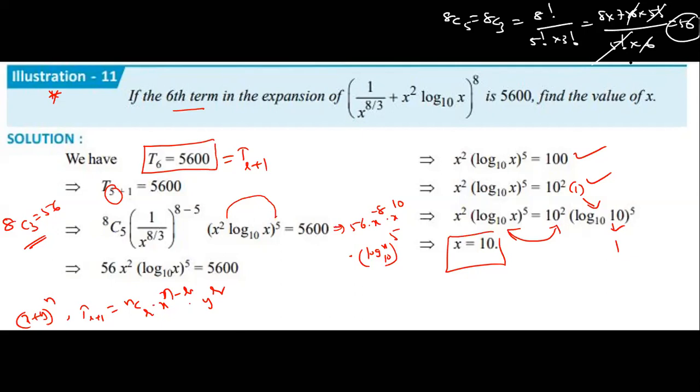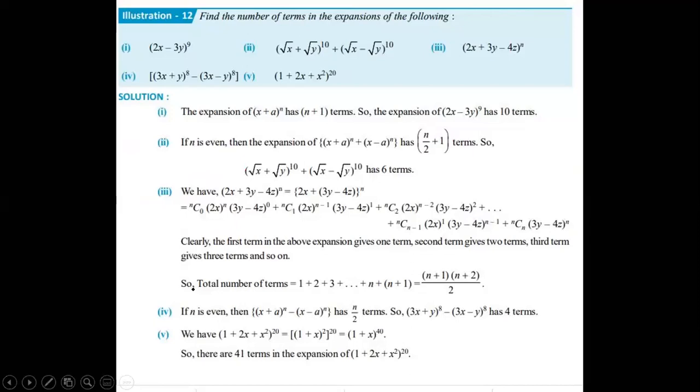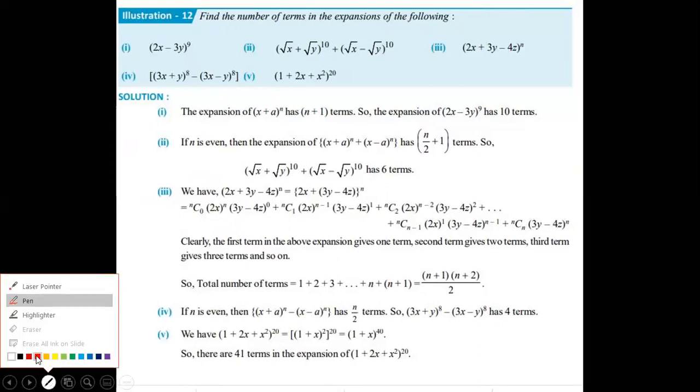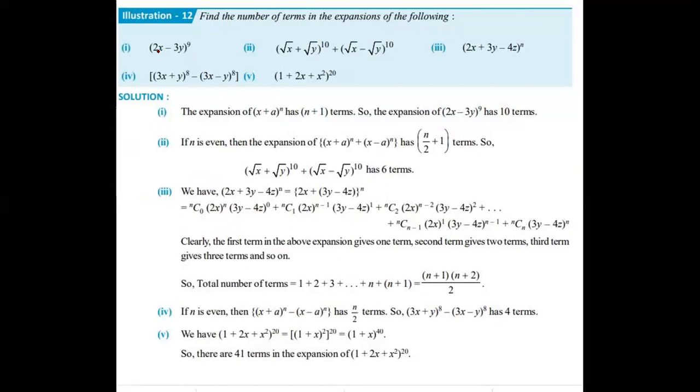Okay, welcome. Now, next question is. So these are the examples for you, dear students. You can practice yourself. One for you. See, question number 1.